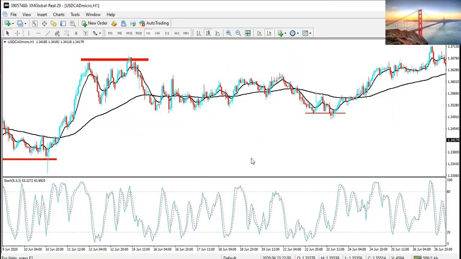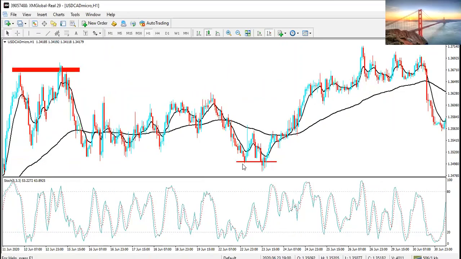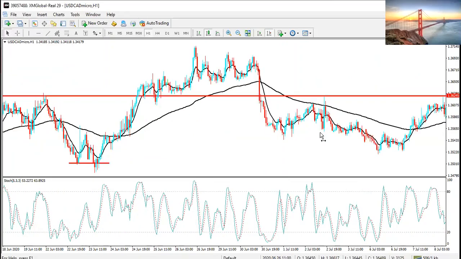This was a buy divergence again, a beautiful one. And our take profit would be here. Here would be our take profit. Let's look for other formations.